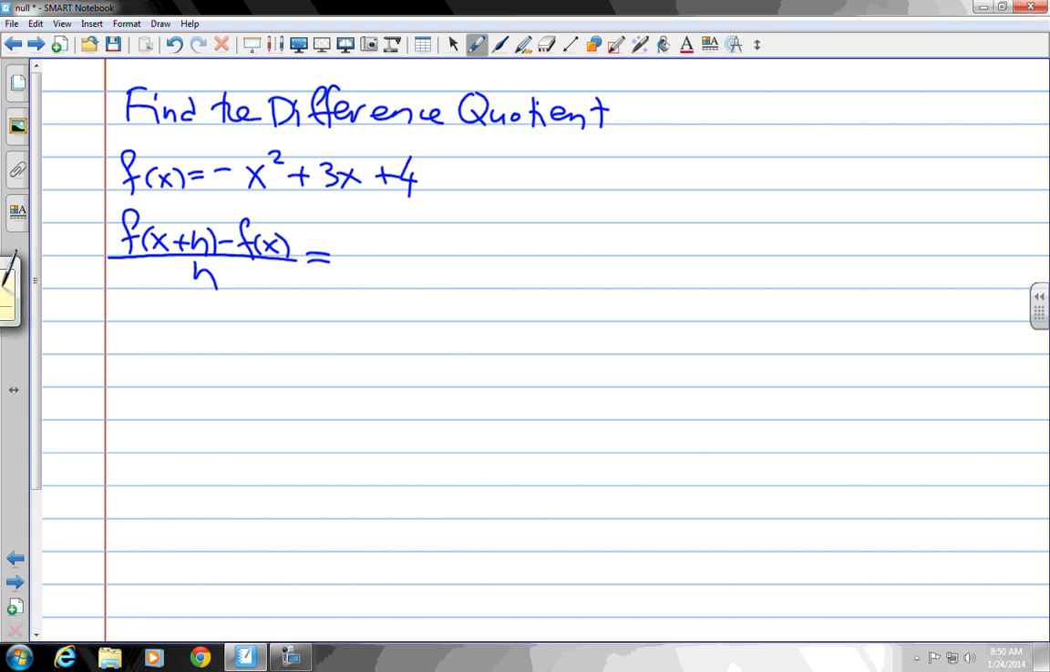Because there are really three parts in this formula. There's f of x plus h, that's one part. There's f of x, which is another part. And then there's h, the third part. So first, let's just do f of x plus h. This thing tells me to put x plus h for every x in my original function. So this becomes negative of (x plus h) squared plus 3 times (x plus h) plus 4. So this right here is f of x plus h.